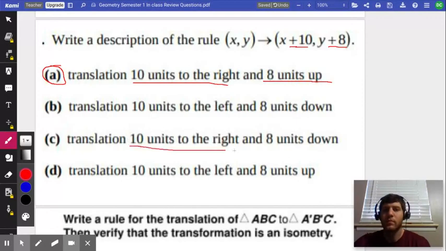So it's not going to be this one, not going to be this one, not going to be D. Okay, we're going right 10 and up 8. If it was negative, it'd be left 10. If this was negative, it'd be down 8.